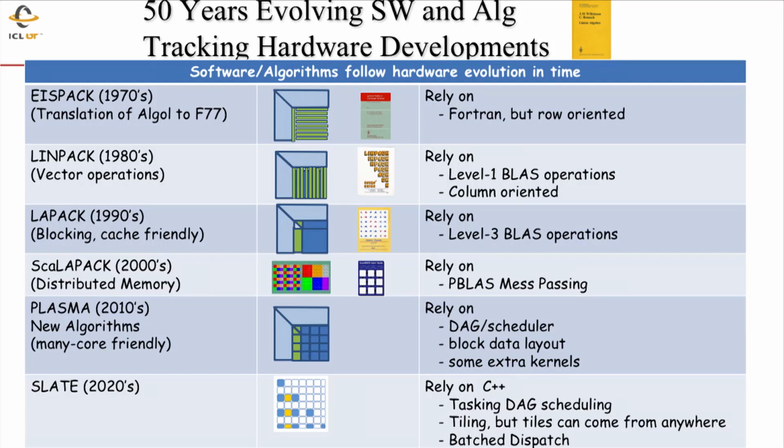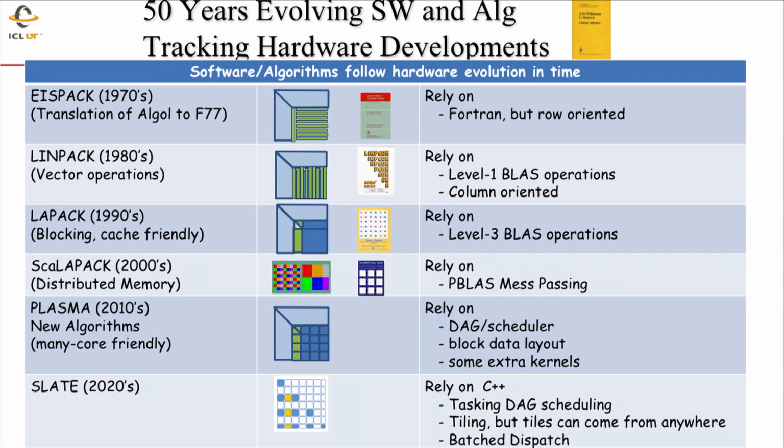So I've been involved in these packages. These are packages for solving dense matrix problems. In the 70s, there was something called EISPACK, which was a translation of some Algol codes into Fortran to make them portable. And those were eigenvalue codes mainly.